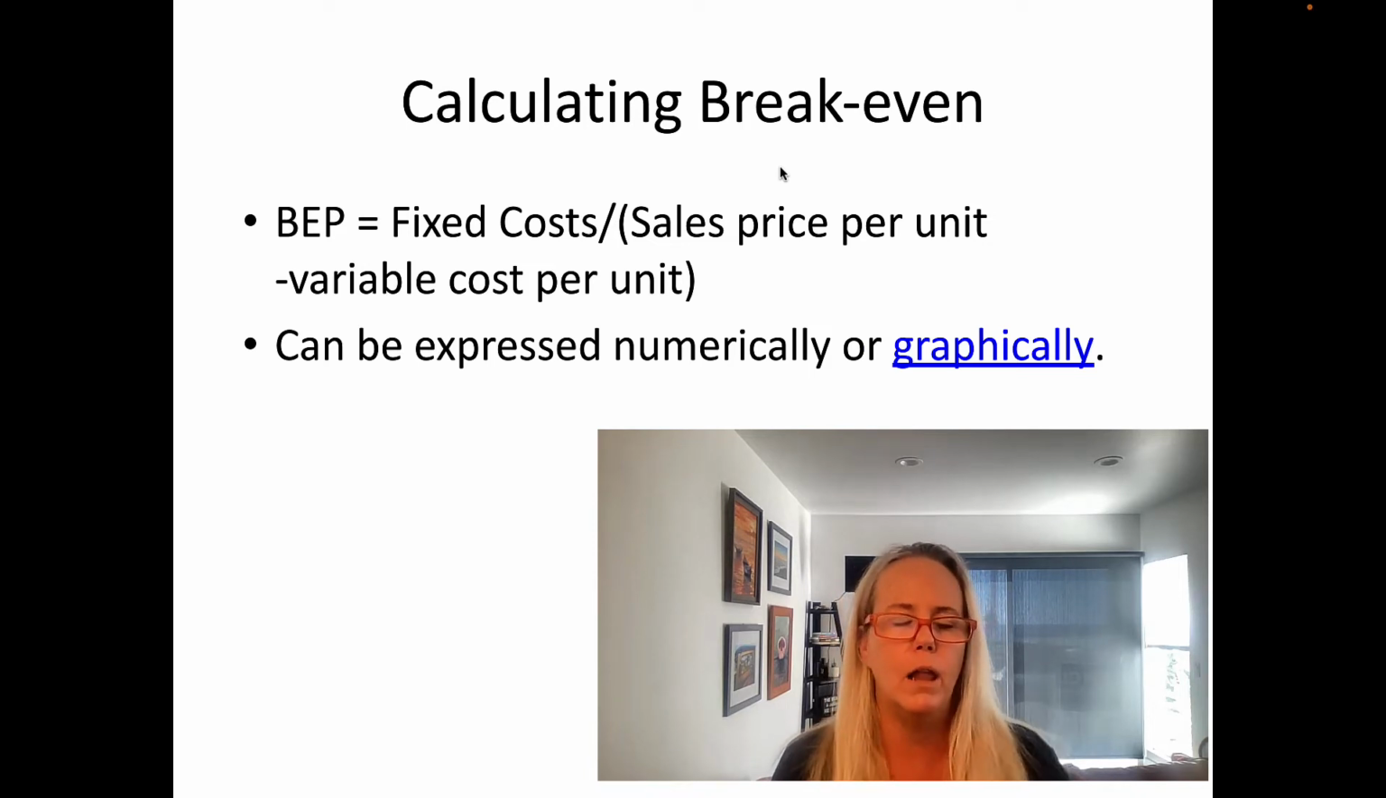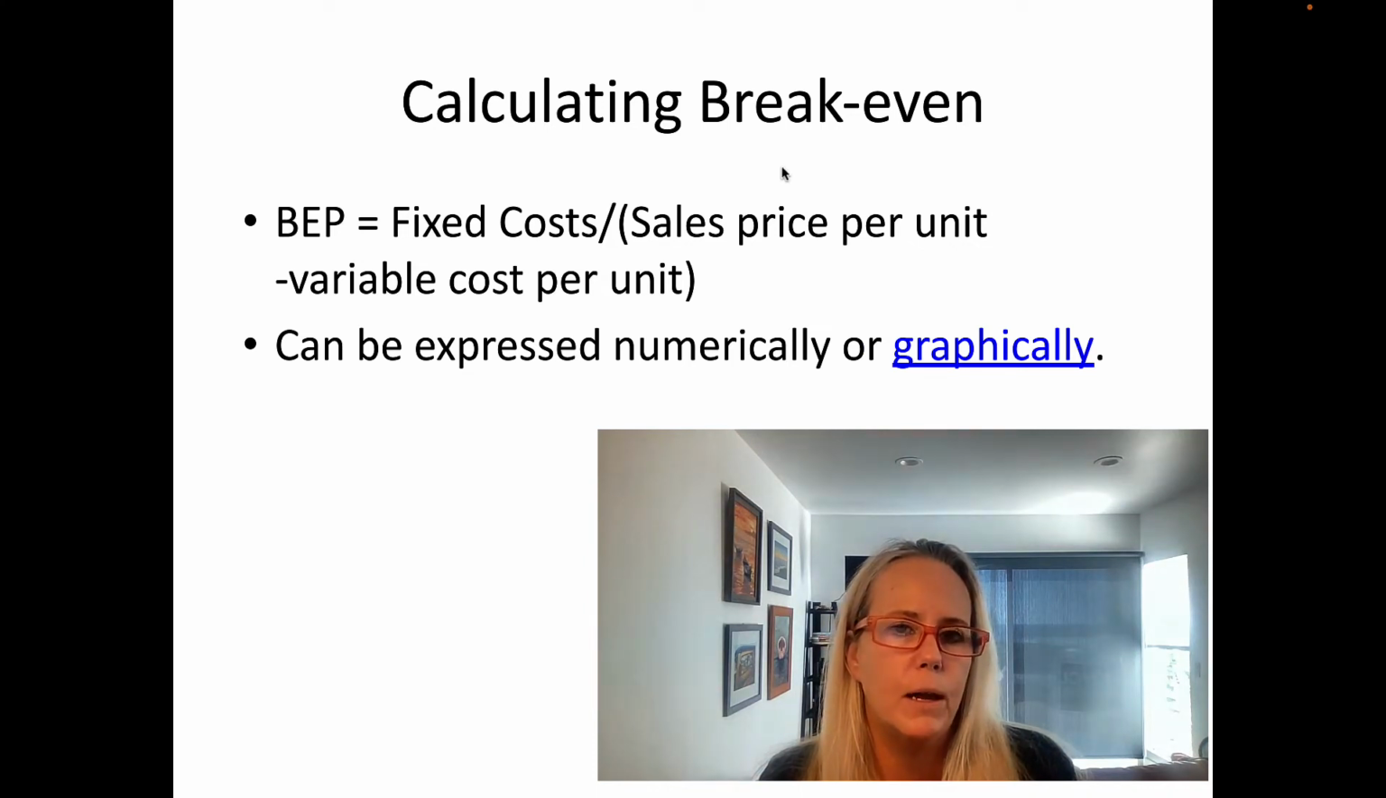You can just go on Google and Google break-even point calculation or break-even point graph, and you'll get something that'll allow you to put your cost numbers in and your sales, and it should give you a nice graph. I like to do the calculation because I think the calculation is more intuitive. And so the calculation for break-even point is pretty straightforward. Your fixed cost divided by your sales price per unit minus your variable cost per unit. And like I said, this can be expressed numerically or graphically.